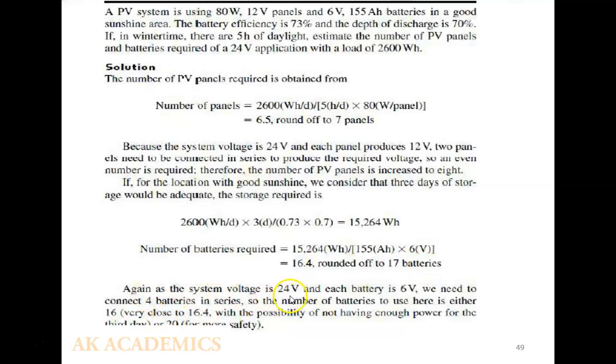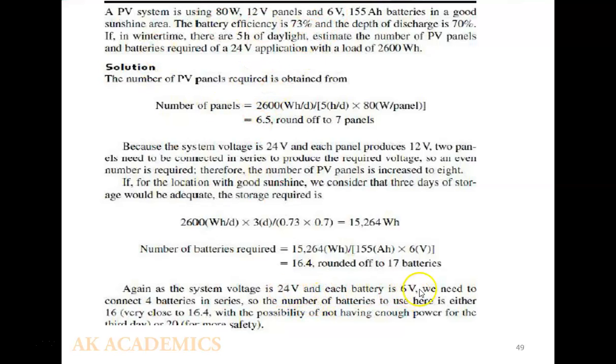Again, as the system voltage is 24 volts from what we know in the question, and each battery is 6 volt, we need to connect 4 batteries in series to meet up with this 24 volt. So what you notice is that each battery is 6 volt, system voltage is 24.